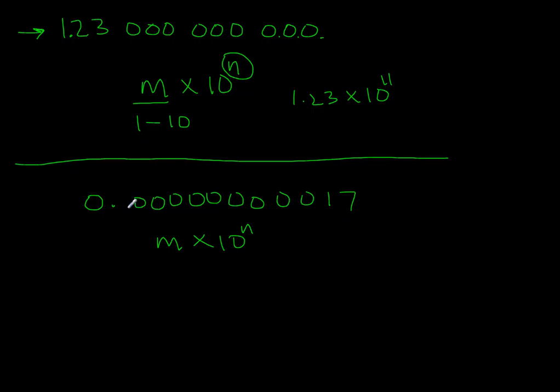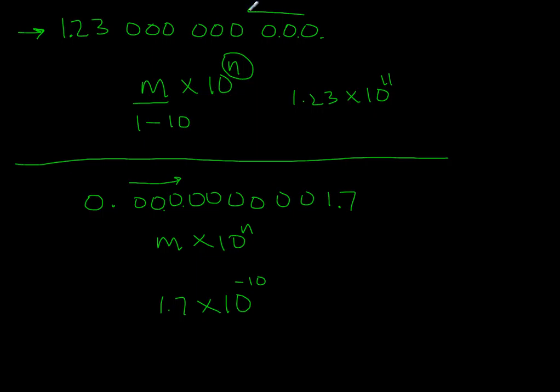I'm going to move this decimal 1, 2, 3, 4, 5, 6, 7, 8, 9, 10 spots. So I would say 1.7 times 10. Now, because we are moving our decimal to the right, and our number is very small, we express that exponent as a negative, and we would say 1.7 times 10 to the negative 10. We moved our decimal 10 spots. This one over here, we moved our decimal 11 spots.